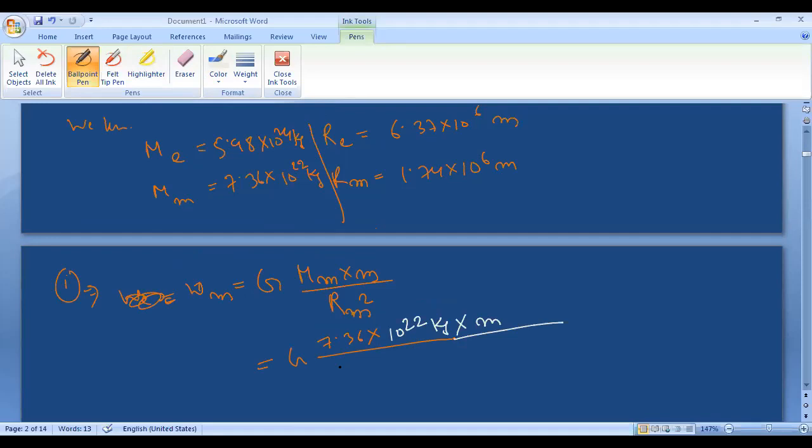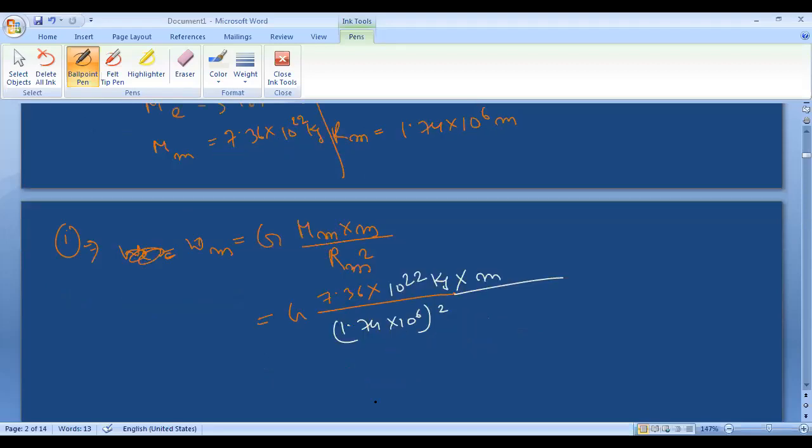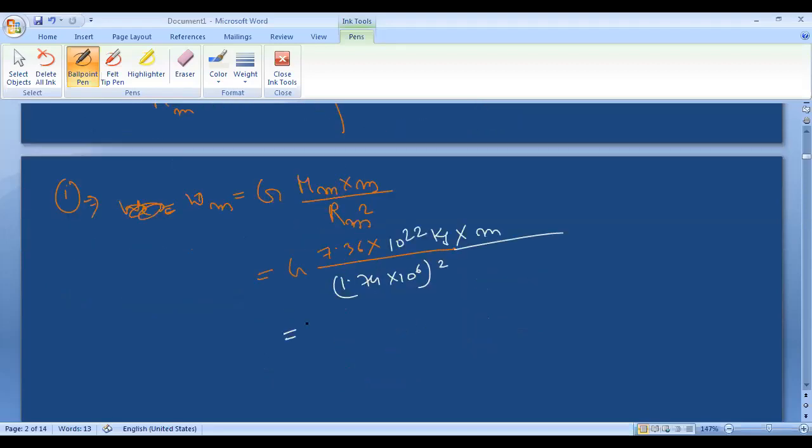RM is 1.74 into 10 to the power 6. Now when you solve this, your value will be 2.431 into 10 to the power 10 G into small m. Okay, so this is, suppose, equation number 3.